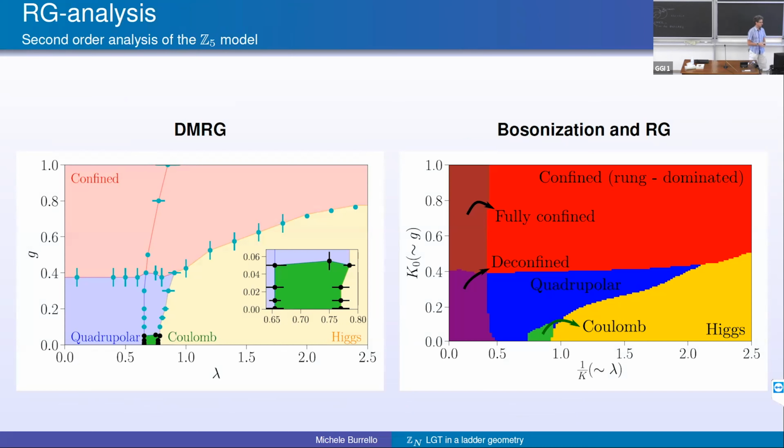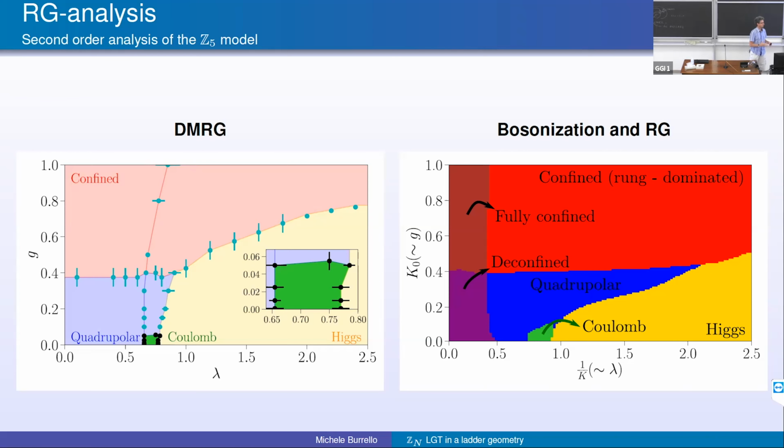And the bosonization gives me a pretty good picture that is reliable for intermediate values of lambda and G, in which I find that there is a single gapless phase that is surrounded by a unique gap phase that is all adiabatically connected. And I'm drawing with different colors different regimes that are connected through crossovers. In particular, the field theory predicts more phases than what is observed in the DMRG.